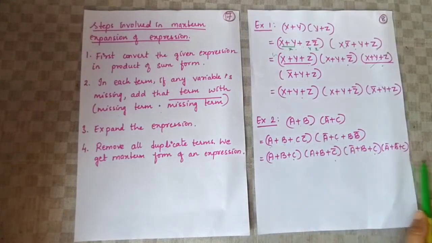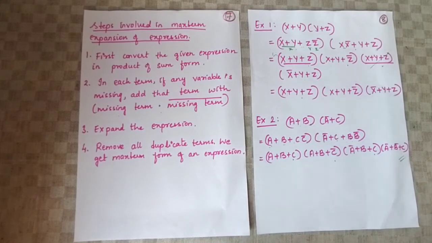Now check in this final expression, is there any duplicate term? We don't get any duplicate term. So this becomes the final Maxterm expression. I hope students you are clear with the term Maxterm. Maxterm means it is the sum of all the literals in the given Boolean expression. And if a given Boolean expression is not in its complete Maxterm form, then there are 4 steps which we need to follow to convert it into a complete Maxterm expression.